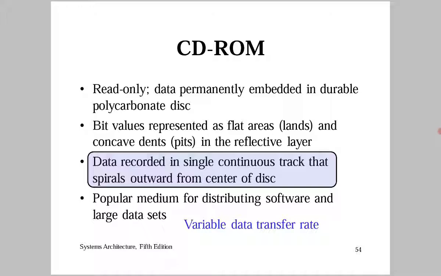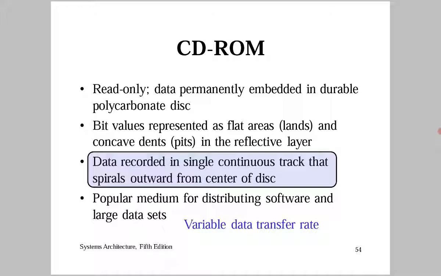What is CD-ROM? Compact disk read-only memory. Read-only data permanently embedded in a durable polycarbonate disk. Bit values are represented as flat areas, called lands, and convex dips, called pits. Data is recorded in a single continuous track that spirals outward from the center of the disk. A popular medium for distributing software and large data sets. Variable data transfer rate.